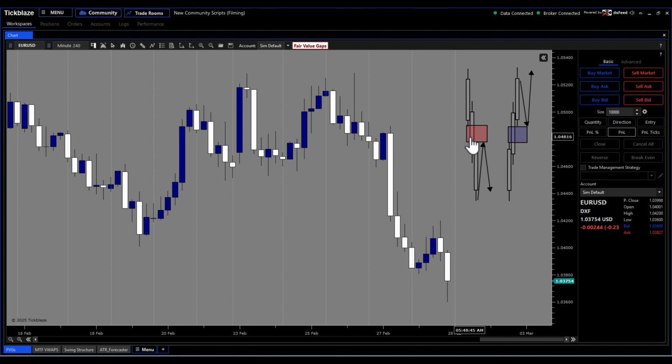Remember, I always encourage taking a zone from a higher time frame and then dialing into the smaller time frames because you're going to get better trades and it's going to be better risk management. But for now, this is going to be a great place for you to start.